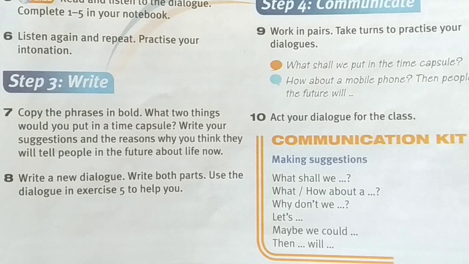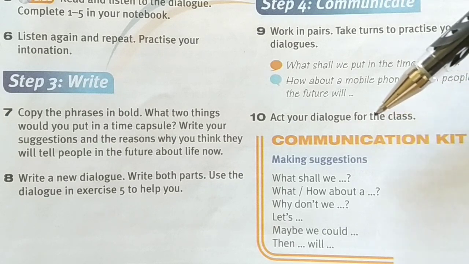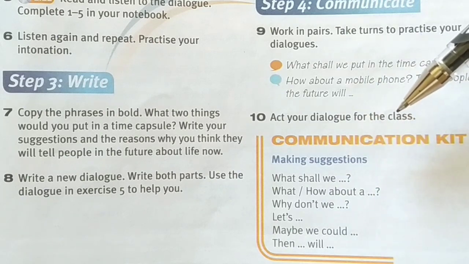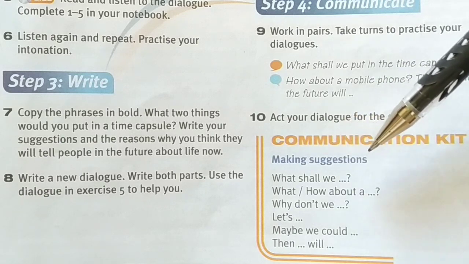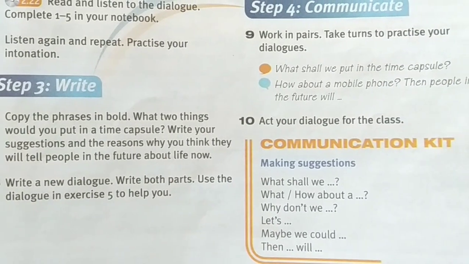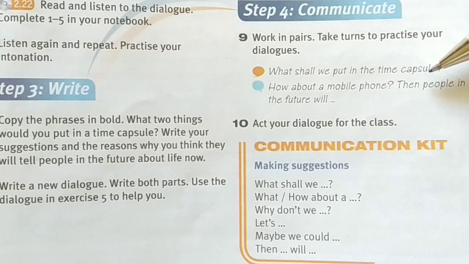Coming to exercise 8, you are required to write a new dialogue. Write both parts. Use the dialogue in exercise 5 to help you. So before you write a new dialogue, you may use the communication kit here to help you draft out the dialogue. So in making suggestions, these are the words that can help you: What shall we? What or how about a? Why don't we? Let's. Maybe we could. Then will. So here's the communication kit that you may use in writing a new dialogue. In fact, you can even use part of the dialogue here in exercise 9 to start your dialogue.